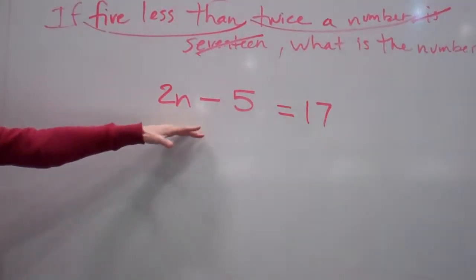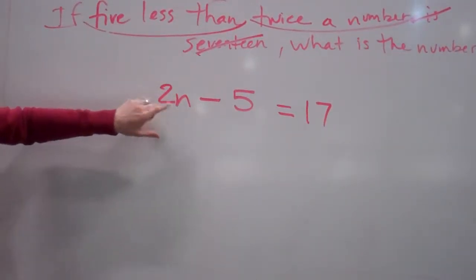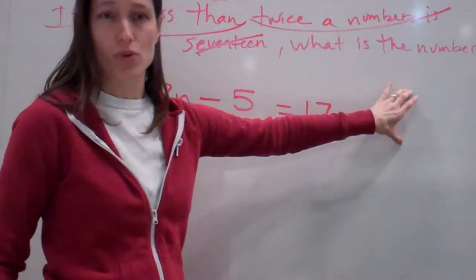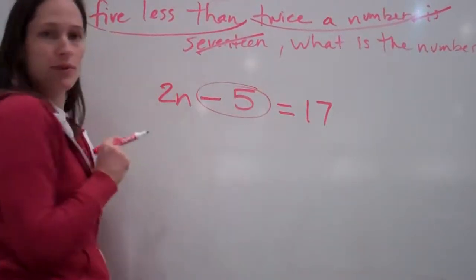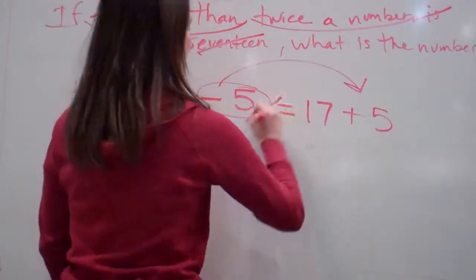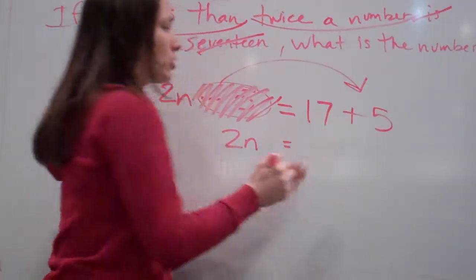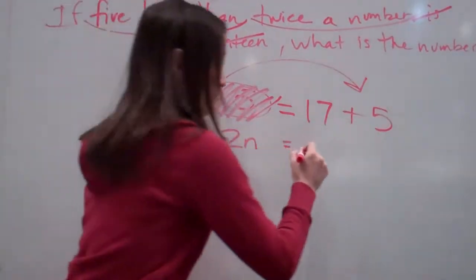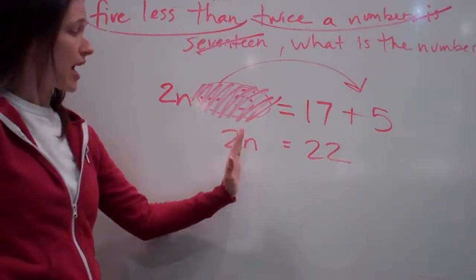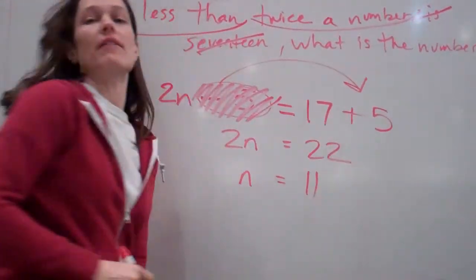Okay, so what will I have to do now? Who remembers? Get the n by itself. But right now it's with the 2, so we're going to leave it with the 2. Let's move this minus 5 across the equals. Remember what to do when that happens? Make it plus 5. I'm going to move it across the equals, which makes it plus 5. So now my answer so far is 2n equals 17 plus 5 is 22, right? And so now it says 2 times what equals 22? 11. n equals 11.